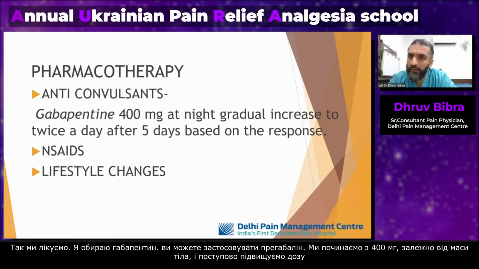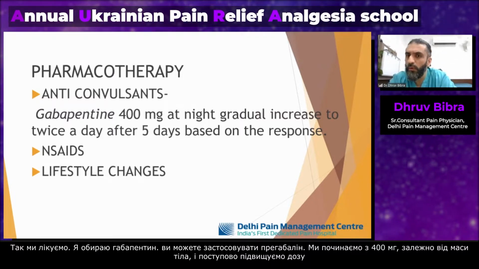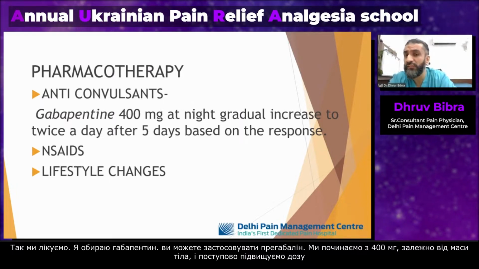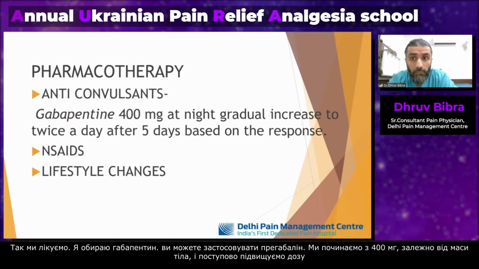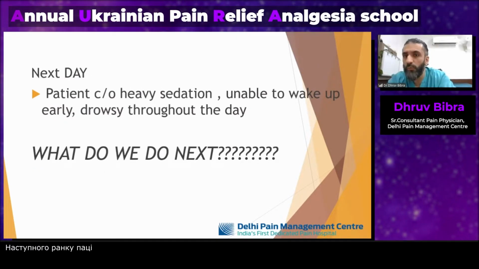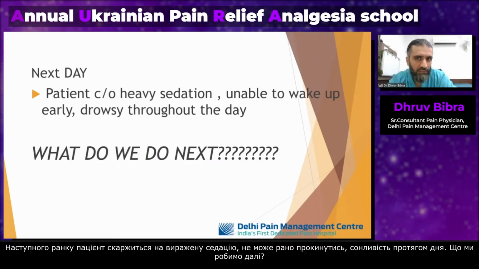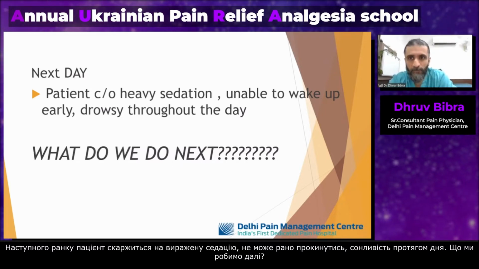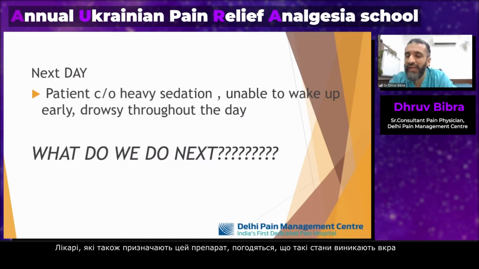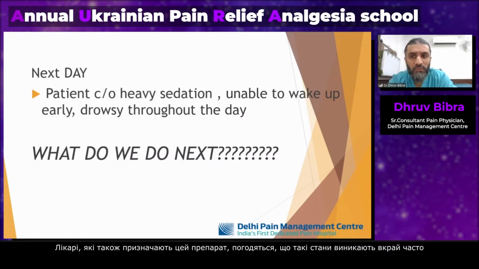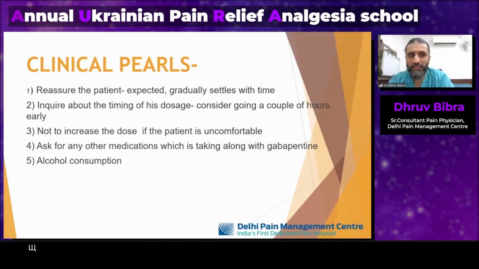So we start with 400 milligrams, depending on the body weight. Our population is comfortable with 400 milligrams at night, and gradually we increase it. The important point is that we increase gradually, along with NSAIDs and lifestyle changes. Now, next morning, the patient complains of heavy sedation, unable to wake up early, drowsy throughout the day. What do we do next? People who have had experience of prescribing this would agree with me that it is extremely common to have these conditions. So what do we do next?